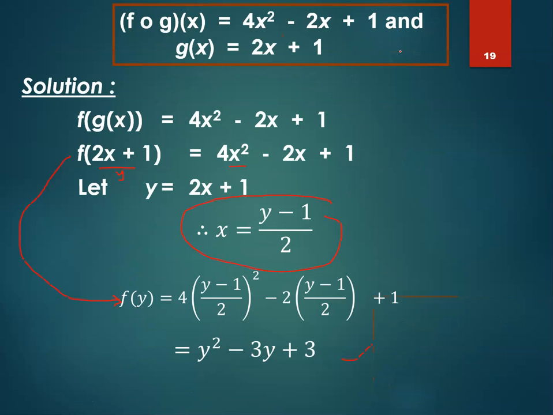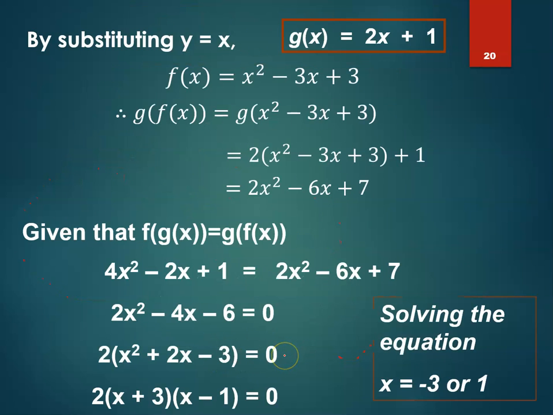Oh sorry, you have y squared minus 3y plus 3. When you substitute, you get x squared minus 3x plus 3. So this is actually your function of fx. So you already found your fx. Now you need to find this one. This is the answer, the equation, the first question.